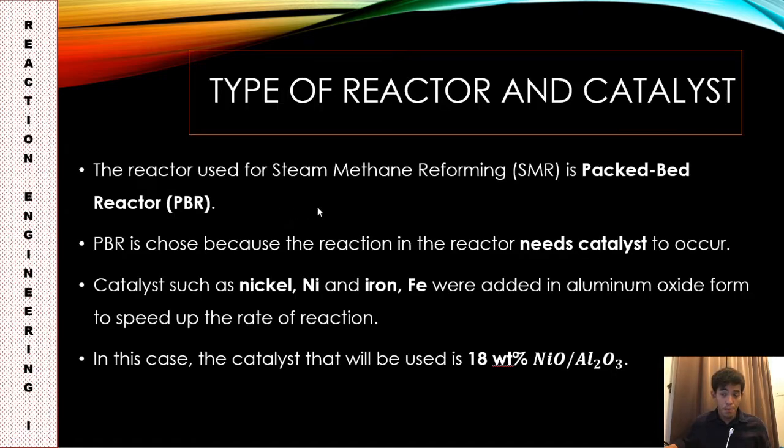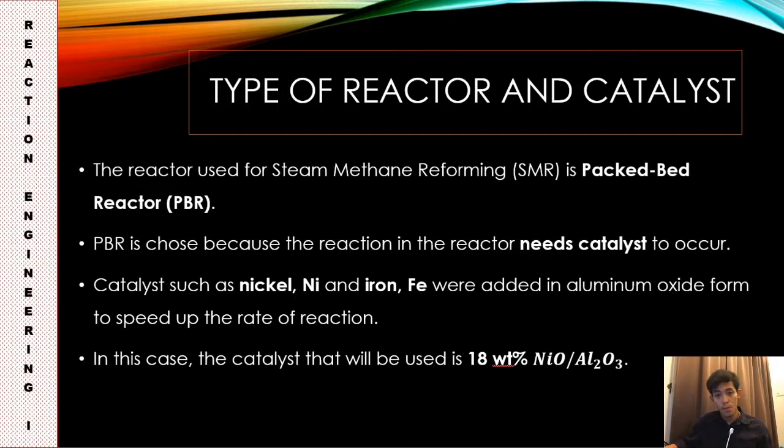First, the PBR, which is a packed bed reactor, is used for the steam methane reforming reaction. Why is the PBR used? Because the PBR needs a catalyst for the reaction to occur, where the catalyst that we use is nickel and iron, combined with aluminum oxide to produce a catalyst and to speed up the rate of reaction.